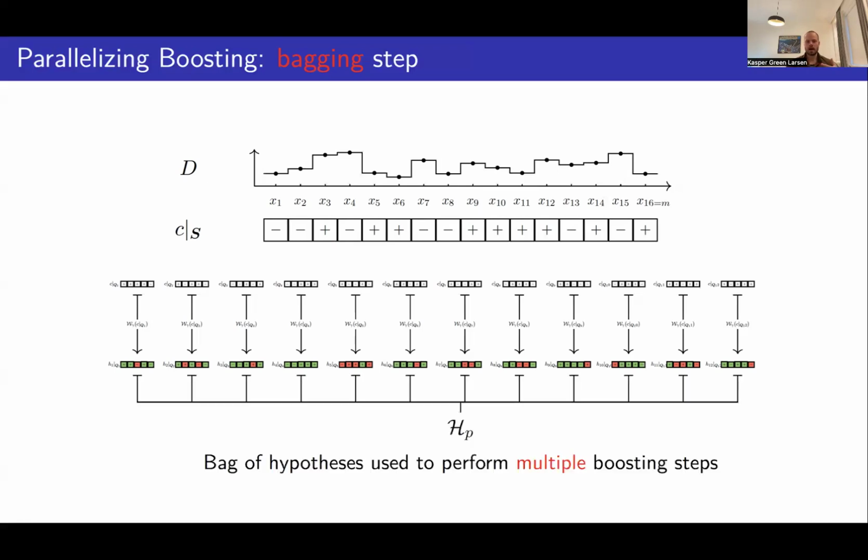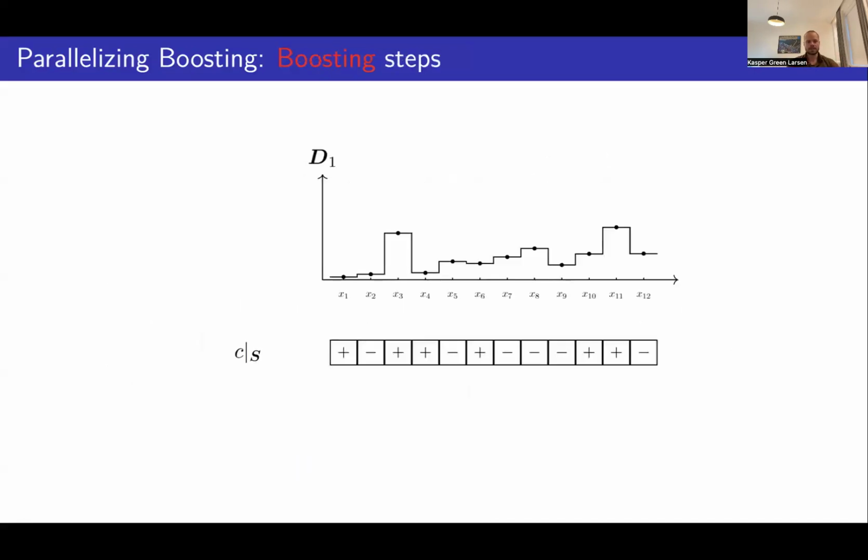And then I want to somehow use this, let's call it a bag of hypotheses. I'm going to use it now to perform multiple steps of boosting, right? So I train on all these subsamples in parallel, and now I want to argue that the hypotheses I get out of this are useful for doing multiple steps of boosting, so I don't have to train for another couple of rounds. So let's see, how does this work?